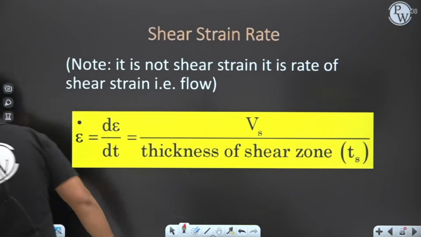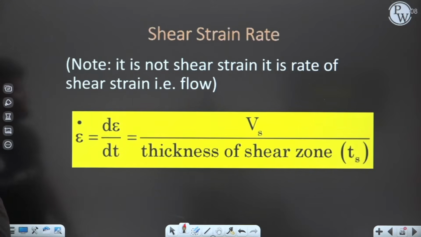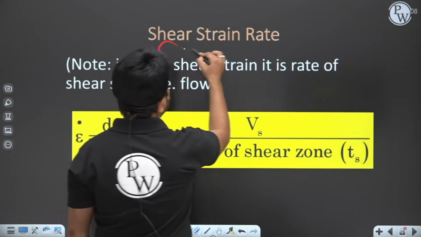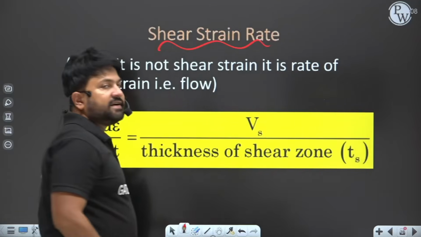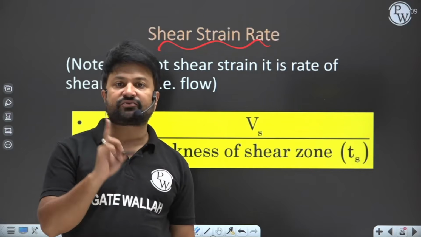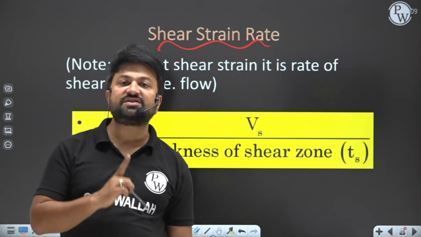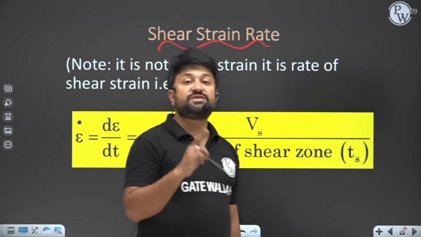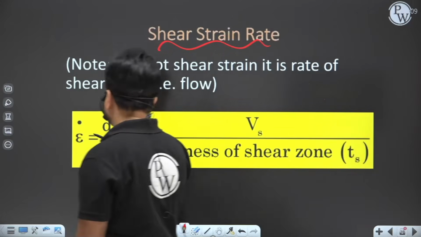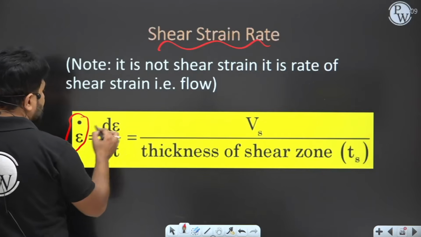Now let's move to the next concept, that is your shear strain rate. Now, what do you mean by the shear strain rate? Shear strain rate is the strain per unit time. It is not the shear strain, it is the rate of shear strain, that is, strain per unit time.